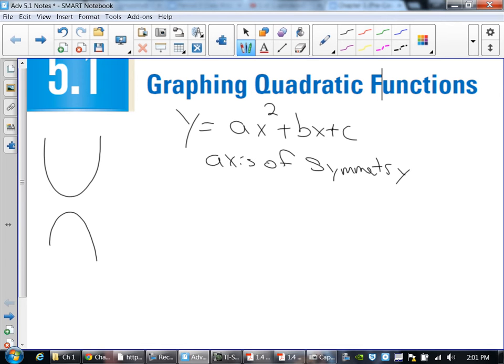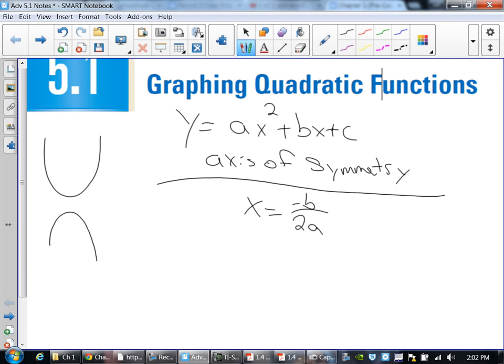With these parabolas, this axis of symmetry is this imaginary vertical line where for every point on one side of the parabola, there is a point exactly the same distance on the other side. In order to find this axis of symmetry, there was always the same equation: x equals the opposite of b over 2a.